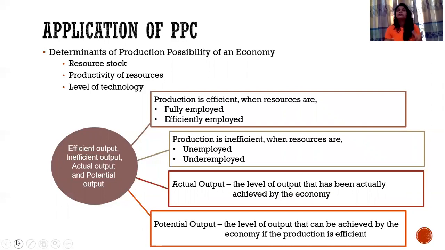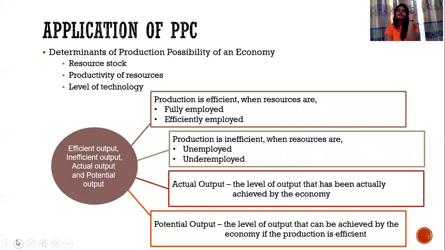Okay, when it comes to the application of PPC, we come across 4 concepts: production efficiency, production inefficiency, actual output and potential output. Efficient production, we discuss the 2 factors, full employment and full production, or fully and efficiently employed. Then you have inefficient production, that is the opposite of efficient production: unemployment or underemployment.